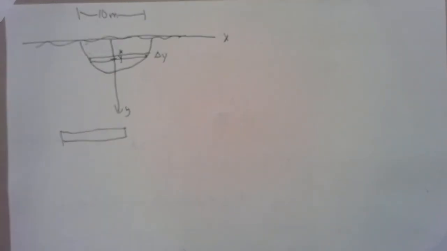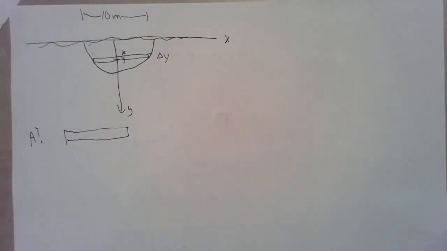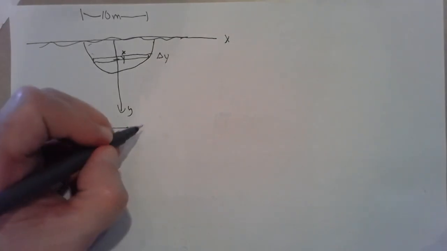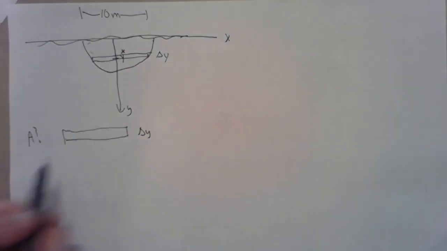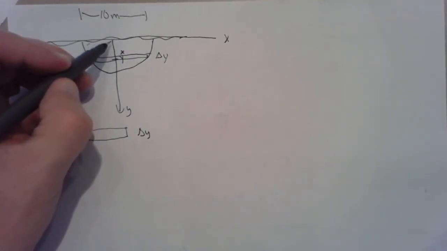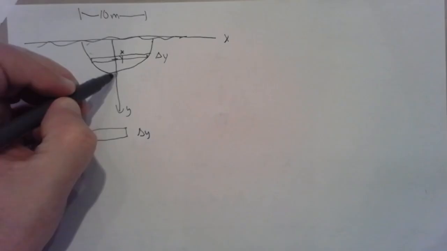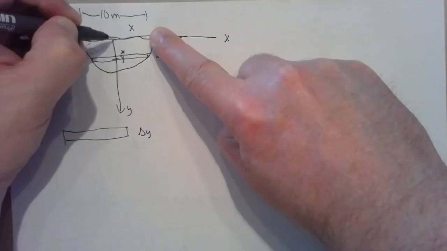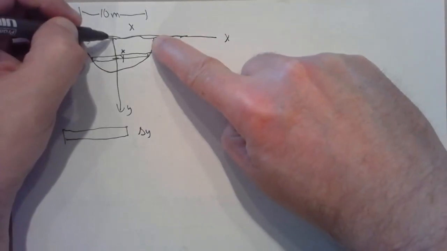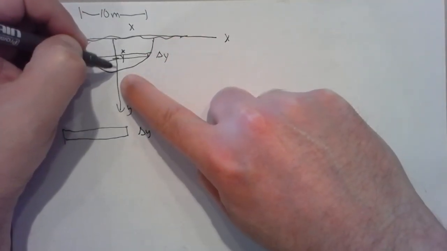So the whole key to all these problems is finding the area of that little sliver, and that will depend on y. It's delta y thick, but we don't know how long it is. The further down we go, the skinnier that little rectangle will get. So here is some distance x. Up at the top, x is 5. Down at the bottom, x is 0.